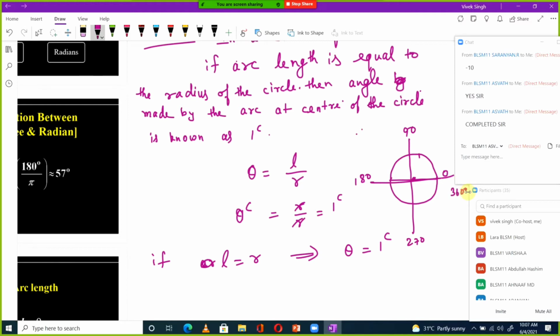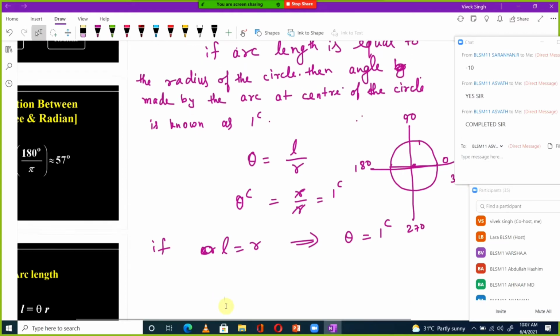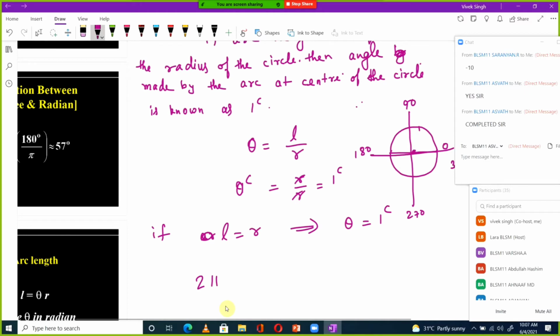Okay. So if you want to find the 360 degree angle in radian, what do you have to do? That 360 degree will be equal to 2 pi radian. So you can write like this: 2 pi radian will be equal to 360 degree, a full circle. Start from the same point and end at the same point. The initial and final points are the same. At that time, the total angle will be 360 degree. So if you want to write this 360 degree in radian, it will be 2 pi radian.